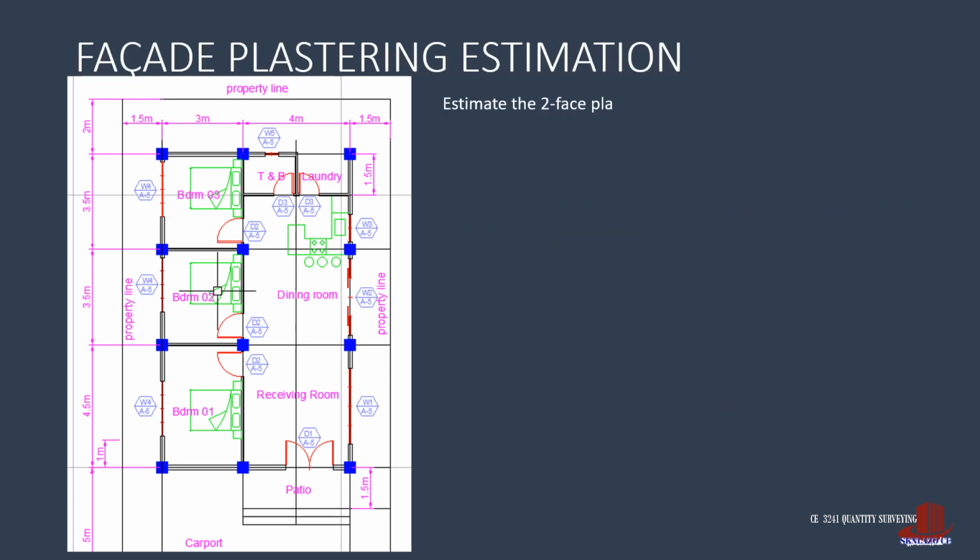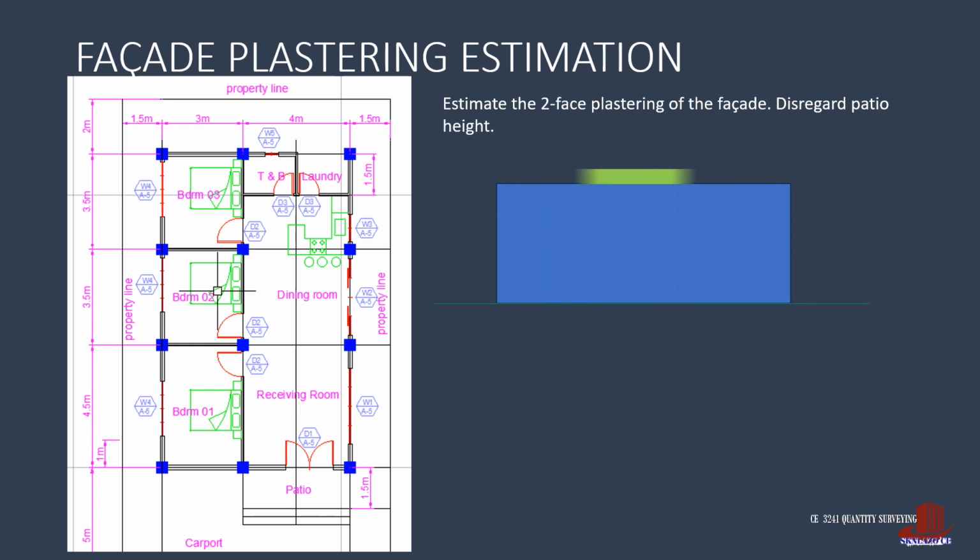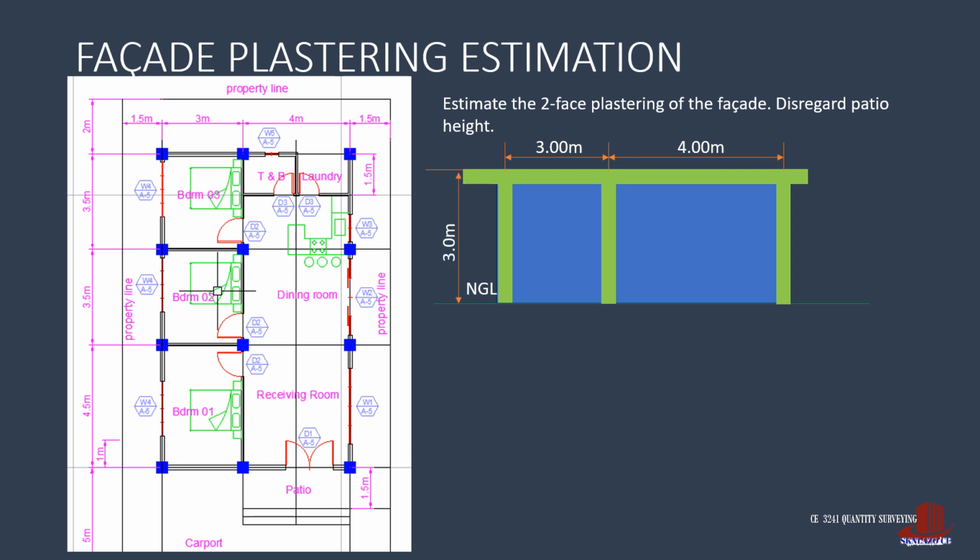The other task is to estimate the plastering in both faces of the facade where the patio is disregarded. Illustrating how the front view of the structure looks like, there are 2 bays, one of which is 3 meters and the other has 4 meters span. The height will be considered as the floor-to-floor height of 3 meters as the patio is disregarded. So the clear height of the wall for plastering is 2.65 as the beam depth is to be subtracted.